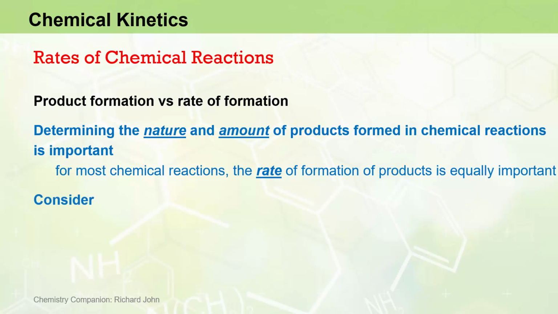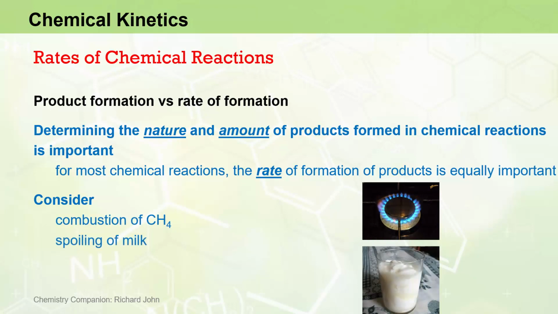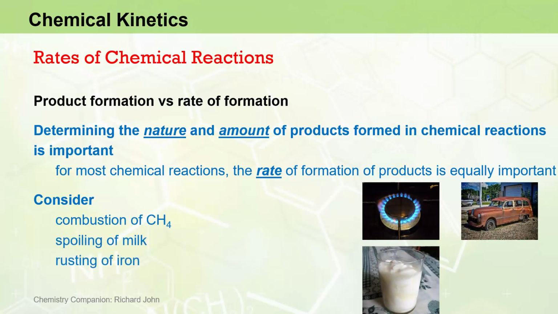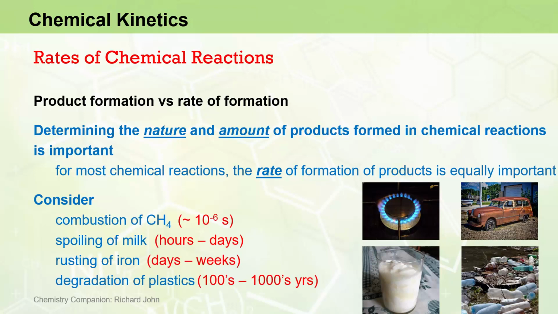Consider 4 everyday chemical processes: the combustion of methane or natural gas, the spoiling of milk, the rusting of iron or steel, and the degradation of plastic in the environment. All of these reactions will take place given the presence of appropriate reactants, but all occur at very different rates, varying from timescales of around a millionth of a second up to hundreds or even thousands of years.